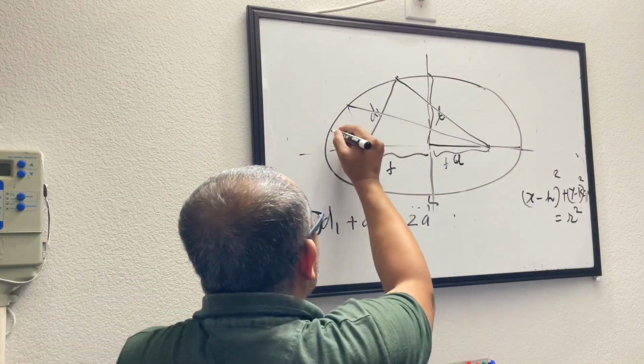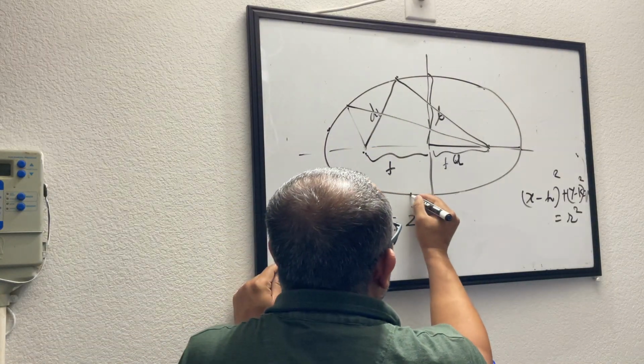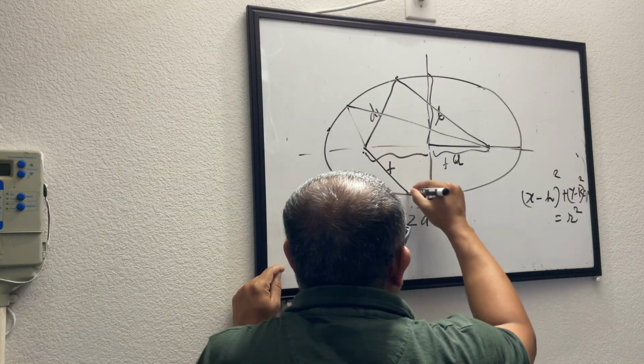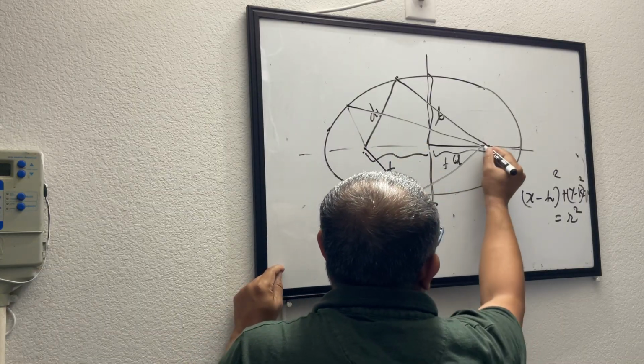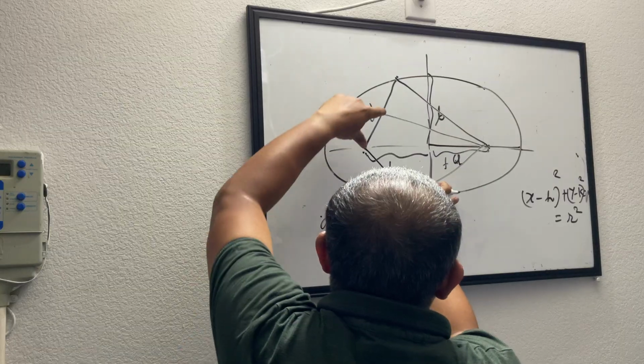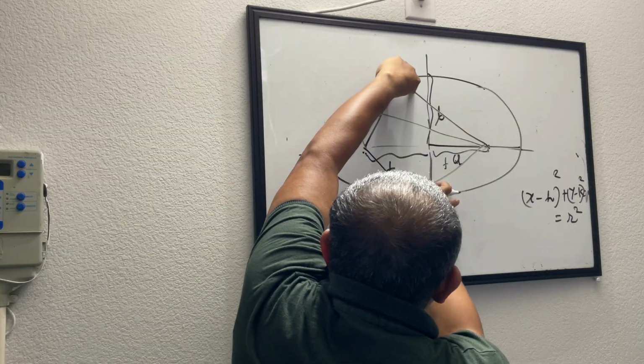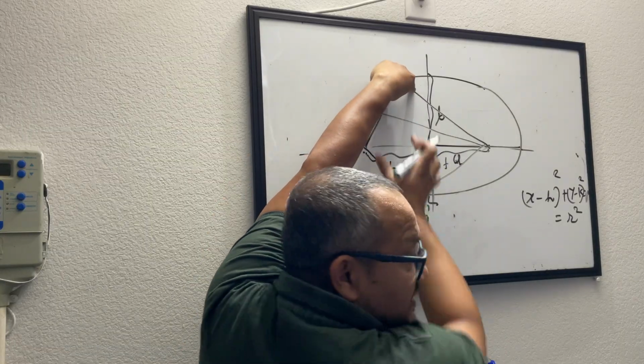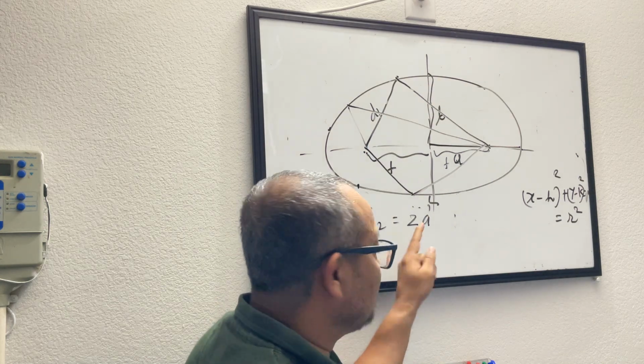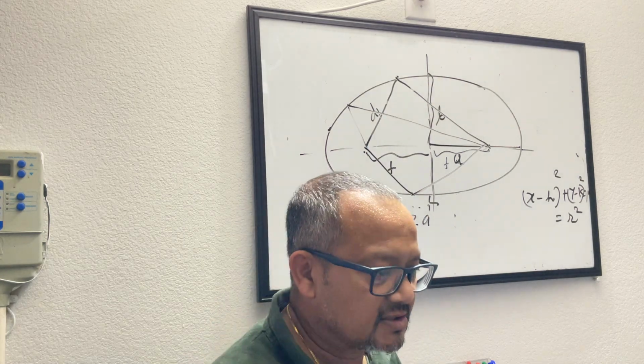Be it here, be it here, be it here. If you are taking this point, the distance from here to here and the distance from here to here, the sum of these two distances will be equal to the sum of these two distances as well. And that will be equal to 2 times the major radius.